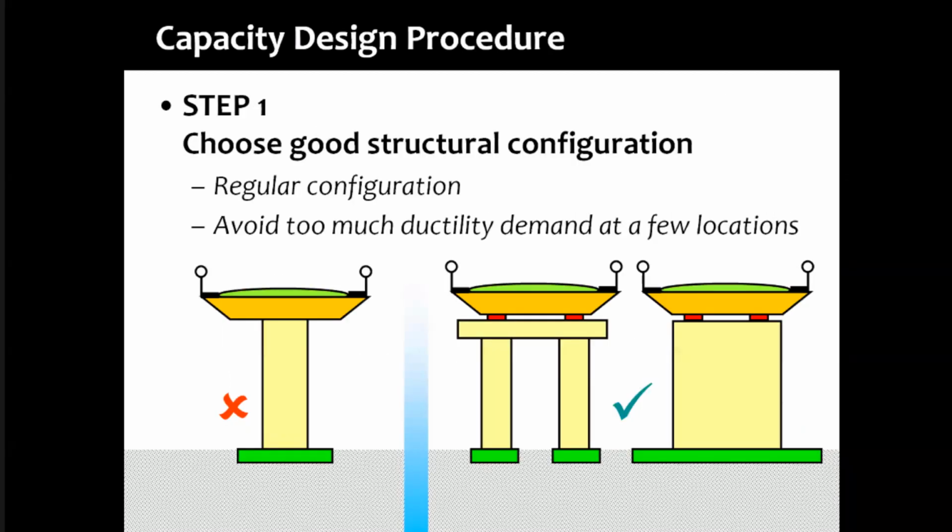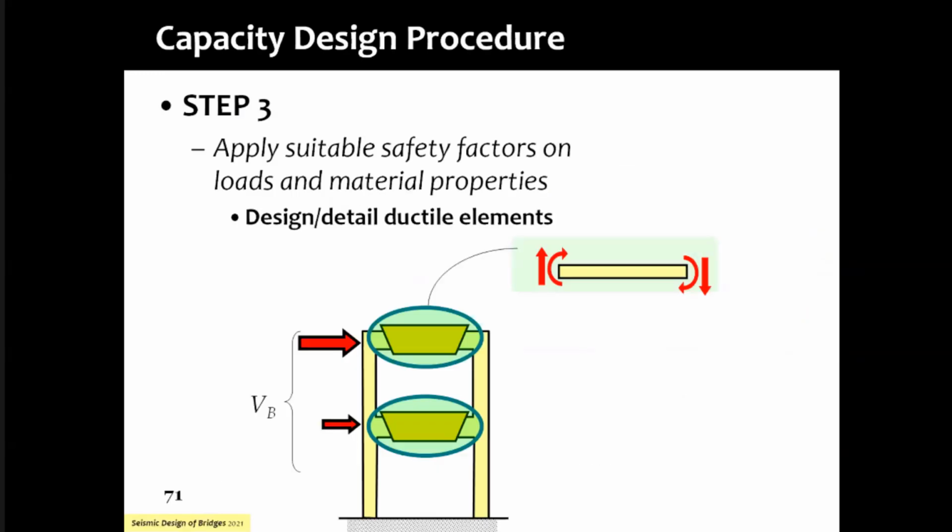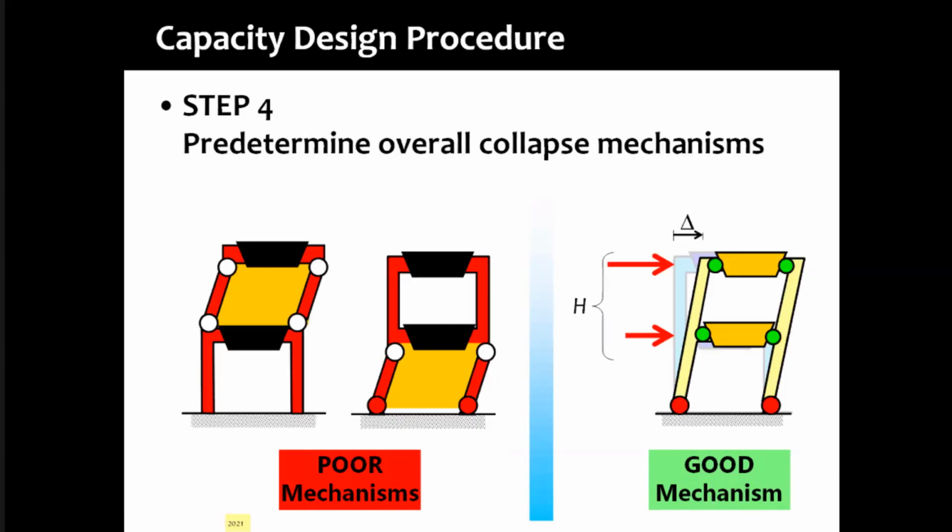So the step 1 is to choose good configuration. Step 2 is to assess the strength required on the structure from the standard, of course. And the step 3 is to apply safety factors and design all the horizontal members. And then the step 4 will be the issue of collapse mechanism, right? You have to make sure that you know the relative strengths of the members, horizontal and vertical members, and make sure your horizontal member in this case is not damageable, and so the vertical member will see the damage.